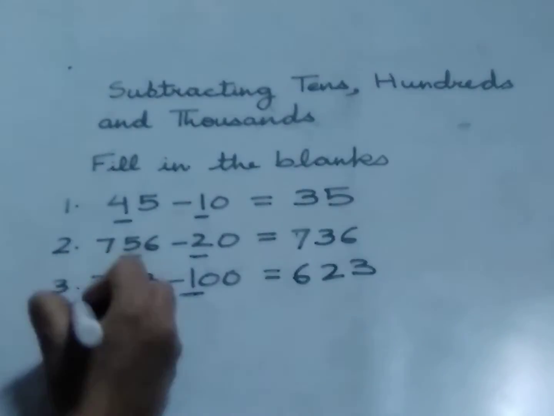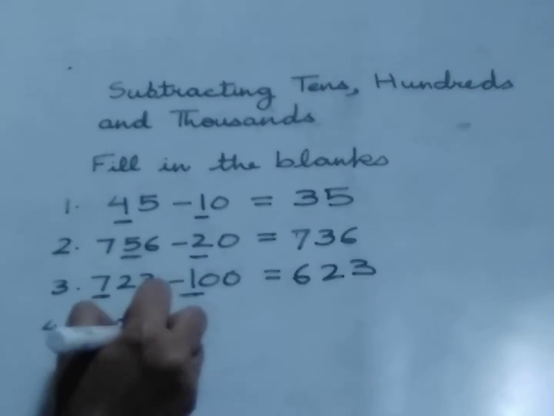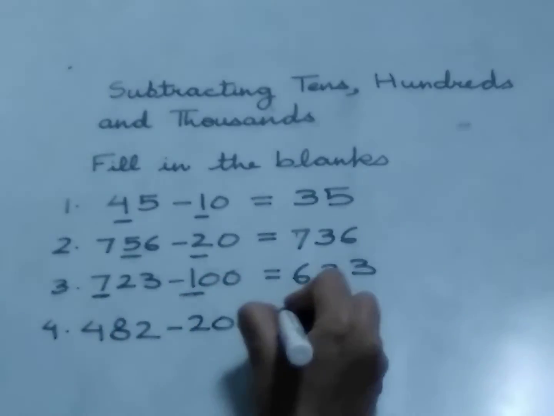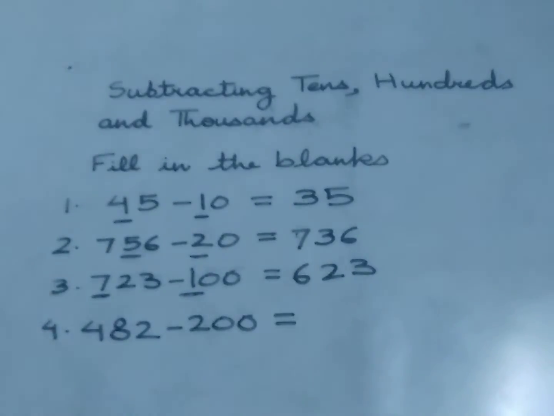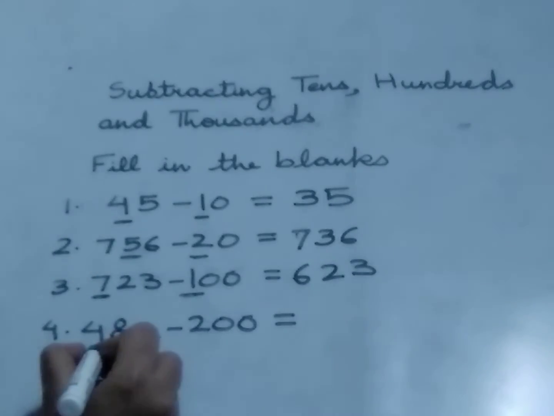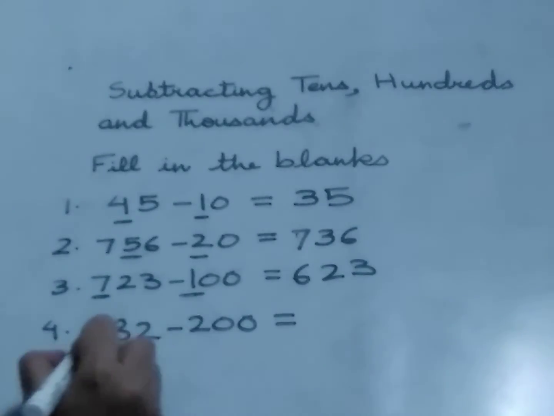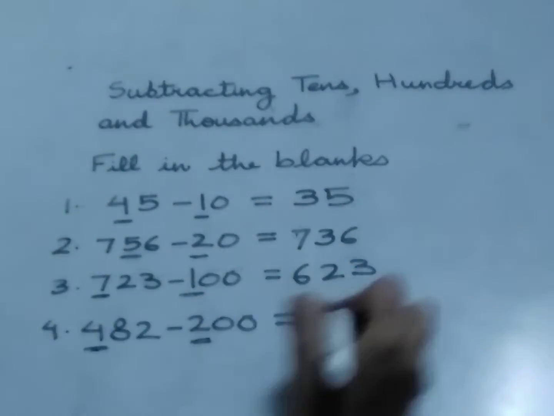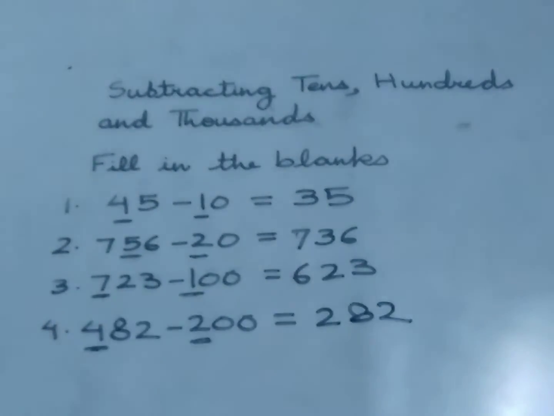Question number 4 is 482 minus 200. Again decrease the hundreds digit by 2. Answer is 2. Remaining number 82. 282.